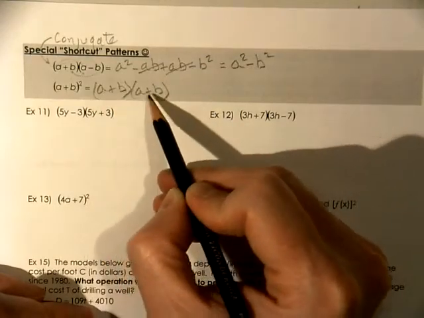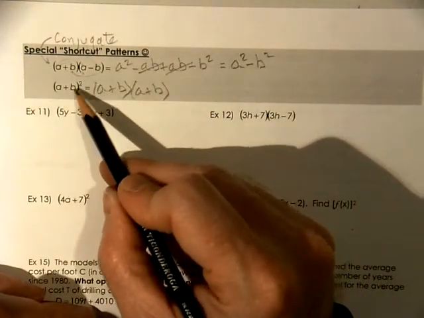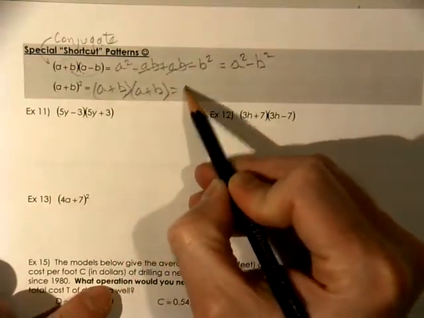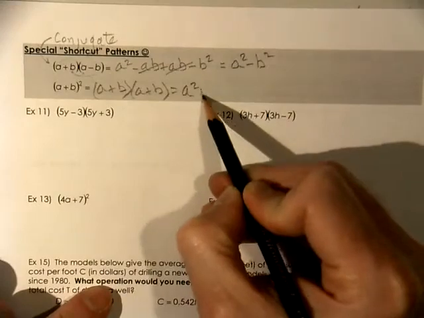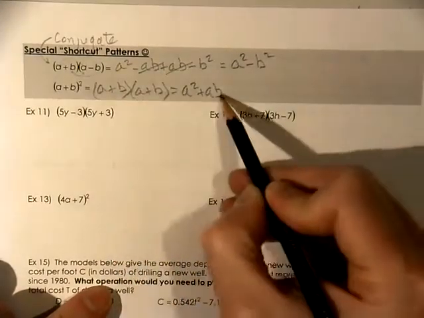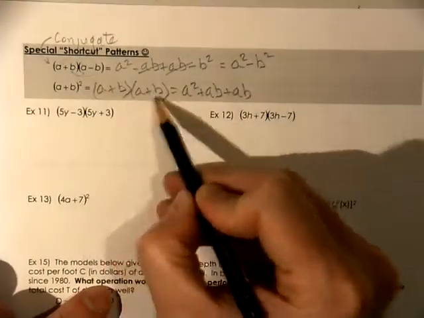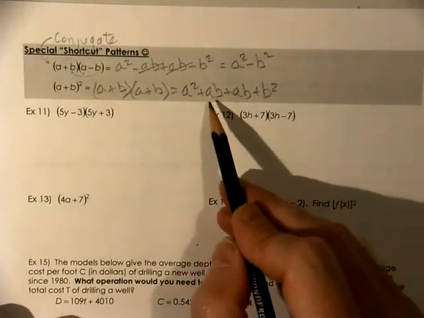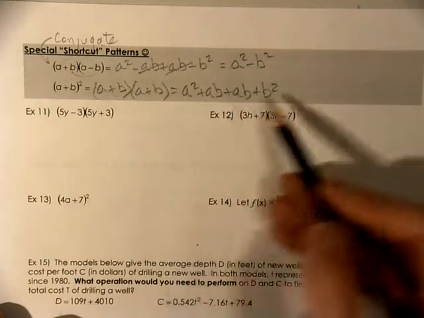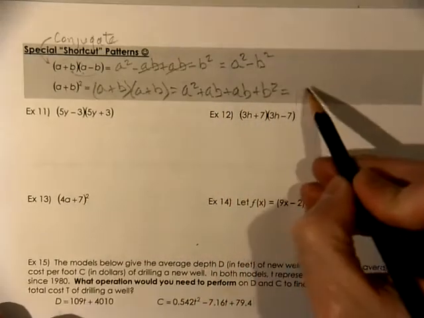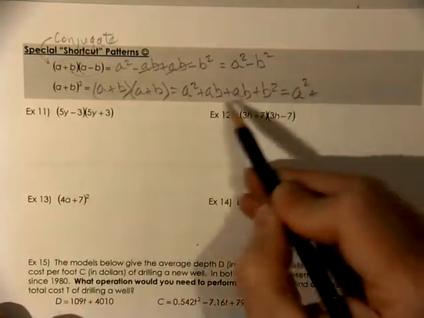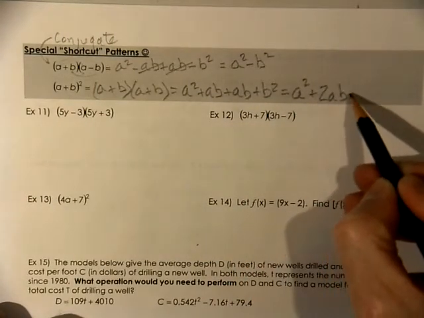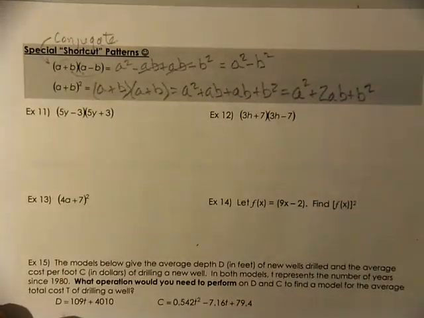So we have a plus b and a plus b, because a plus b is squared. They're multiplying each other. Then when we FOIL it, we get a squared plus ab plus ab plus b squared. Notice the middle terms do not cross out. We get a squared plus ab and ab gives you 2ab. Then you have your b squared.